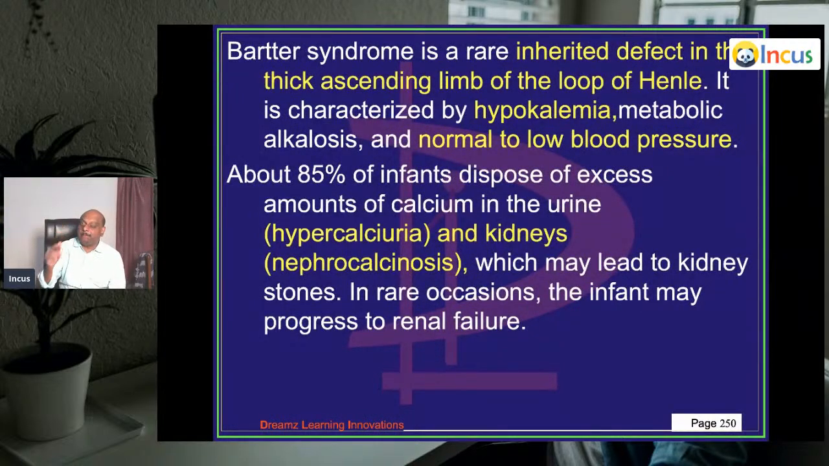Bartter is a problem in the thick ascending limb of the loop of Henle. Because of that, there is hypokalemia, metabolic alkalosis, normal to low blood pressure. And patients have hypercalciuria, nephrocalcinosis, etc., etc.